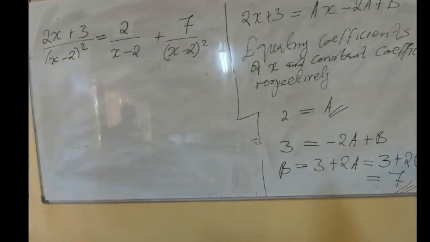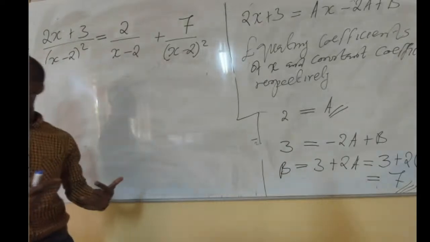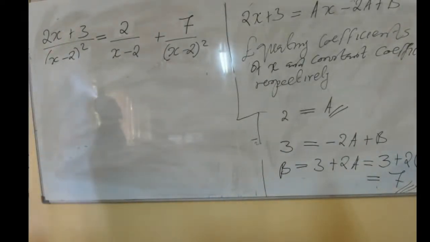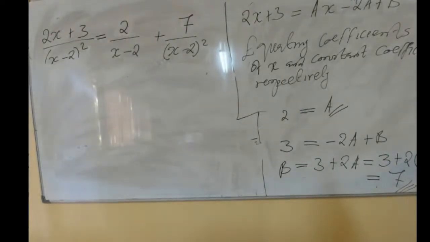So what you have done is write the given rational function, which has a denominator with repeated factors, into partial fractions. This is how we can resolve any given rational function with a denominator in terms of repeated linear factors into partial fractions.